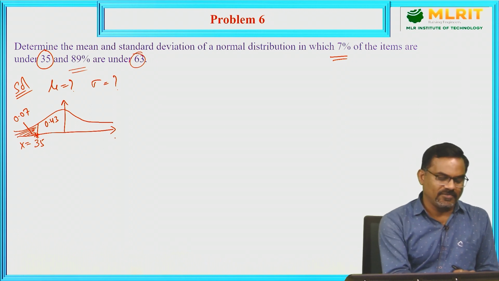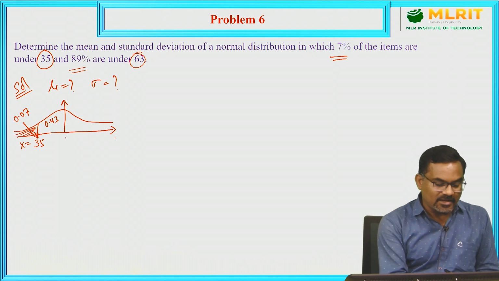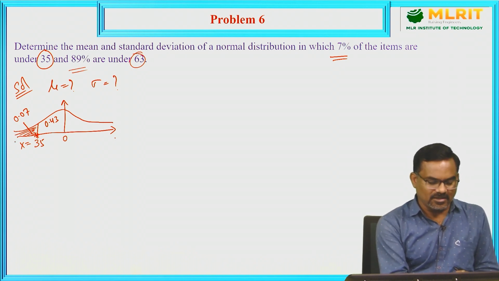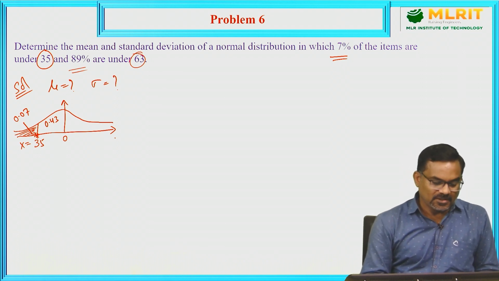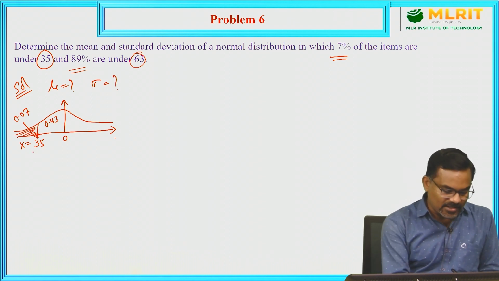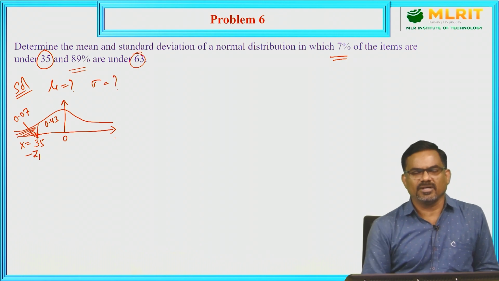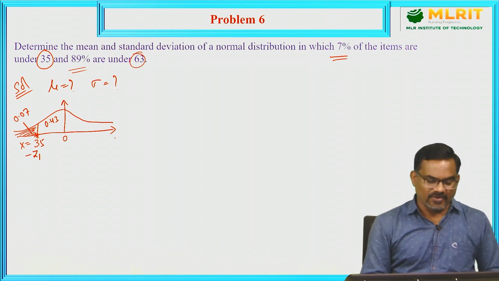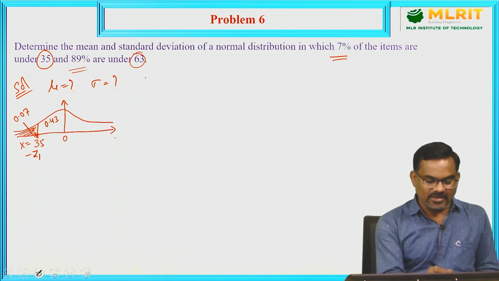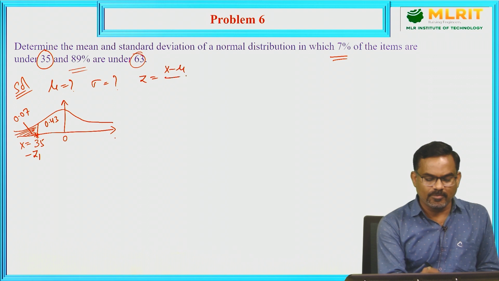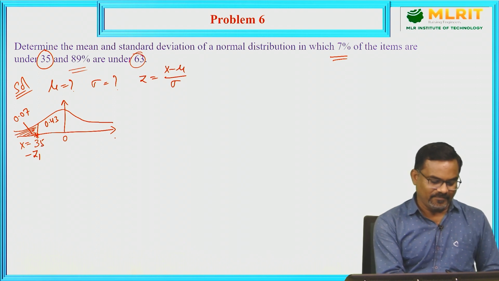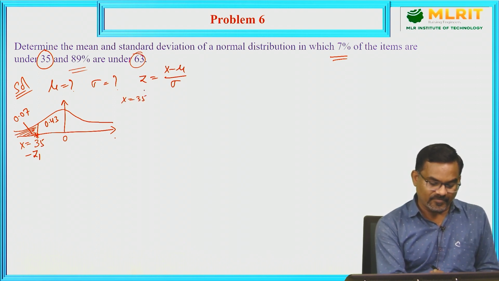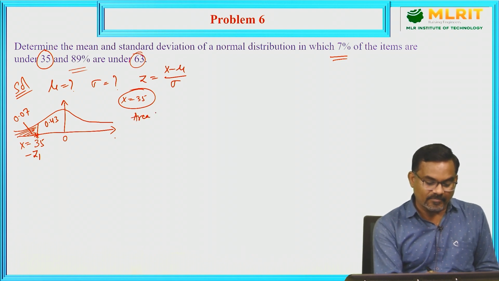So 0.07 lies to the left side of x equal to 35, and here this is 0, and we know that the left side area will be equal to 0.5. 0.5 minus 0.07 gives 0.43. So if x equals 35, what is the value of z that we need to calculate? Z1, we know that it is negative because it lies on the left side, so minus z1. We have the formula z equal to (x minus mu) by sigma. We don't know the values of mu and sigma. But for x equal to 35, the area from minus z1 to 0 is 0.43.